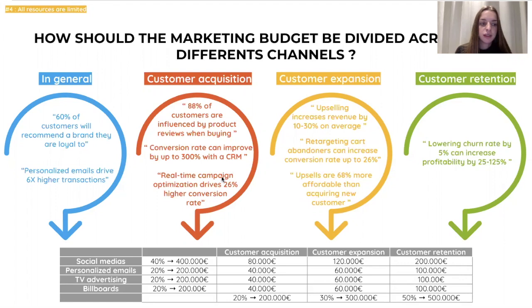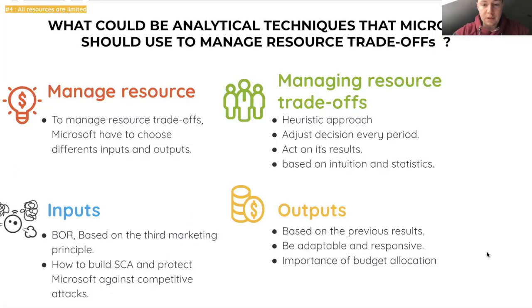We have also divided the budget according to the customer stage. This indicates the share that should be allocated to the different profiles. We know that for the reasons mentioned, the focus is on existing customers. In order to manage its resource trade-off, there are different approaches. It's necessary to take into account different inputs and outputs.